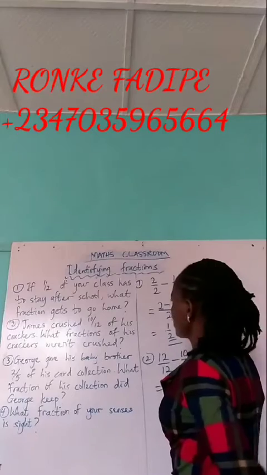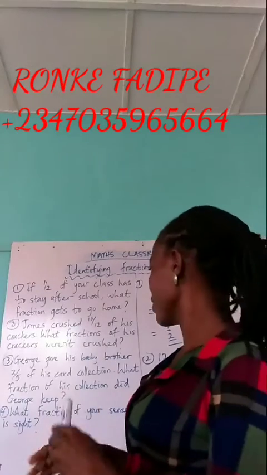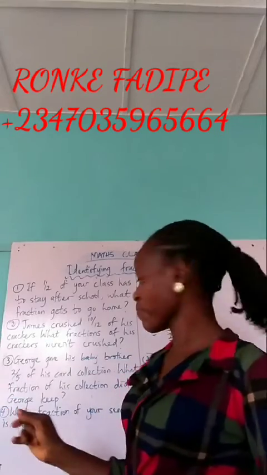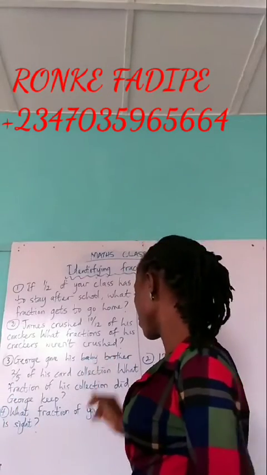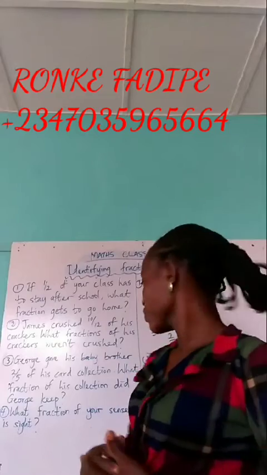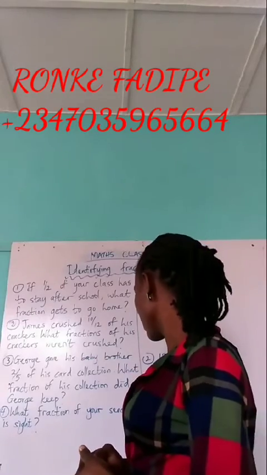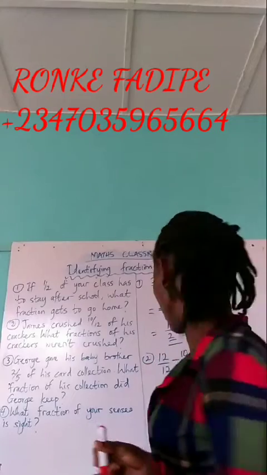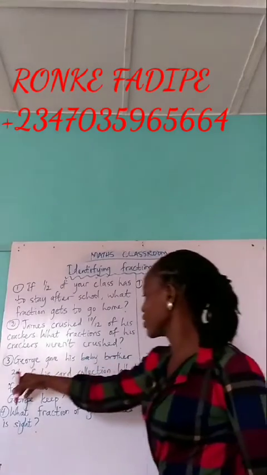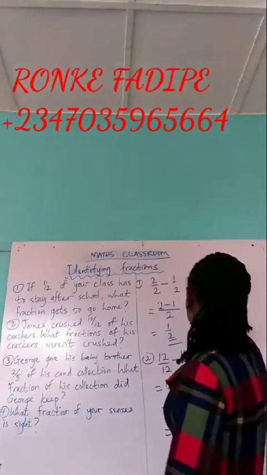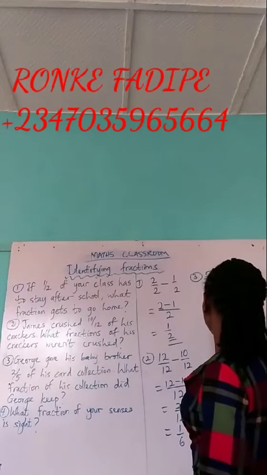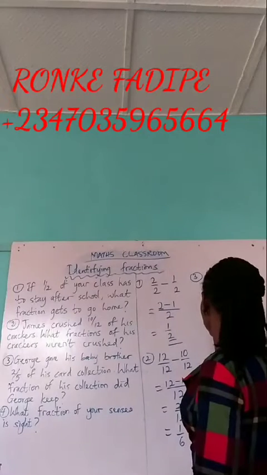Let's go to our number 3. George gave his baby brother 2/5 of his card collection. What fraction of his card collection did George keep? It's still the same way that you are going to do it. We are going to look at the denominator. The denominator is 5. So just write 5/5 and take away what he had given his brother.